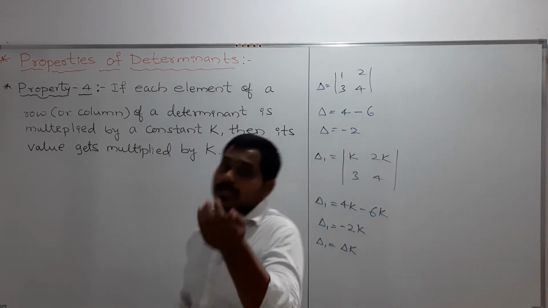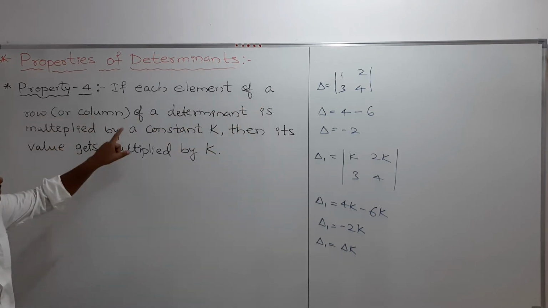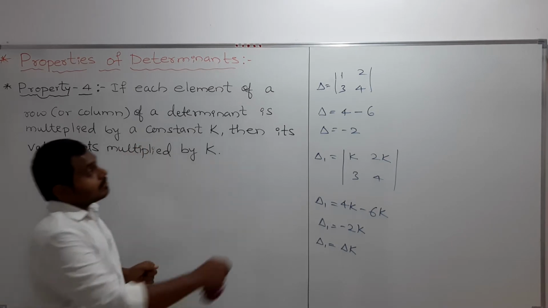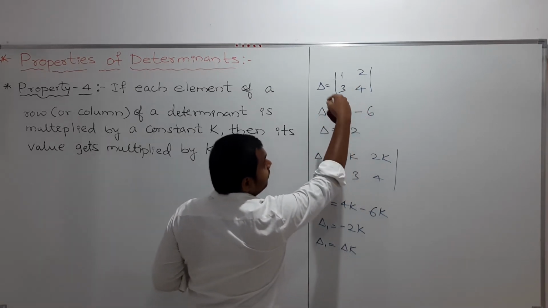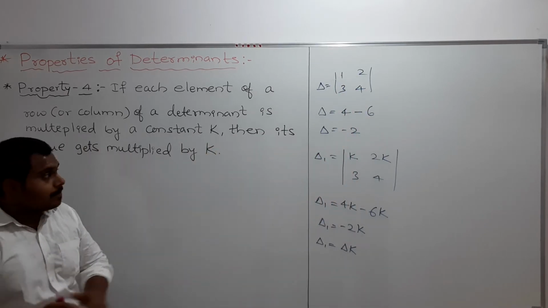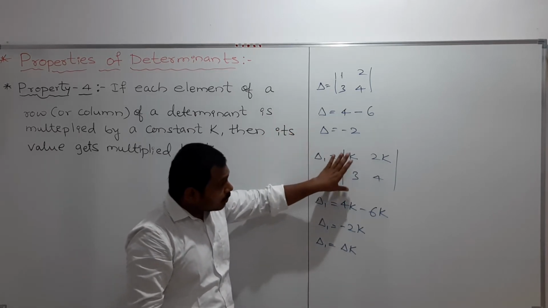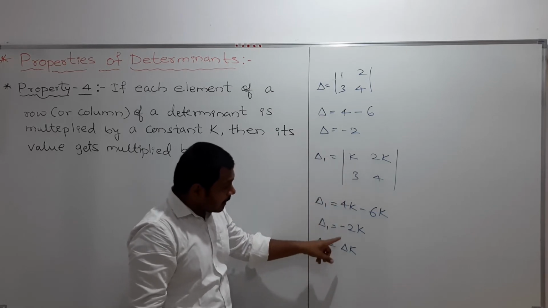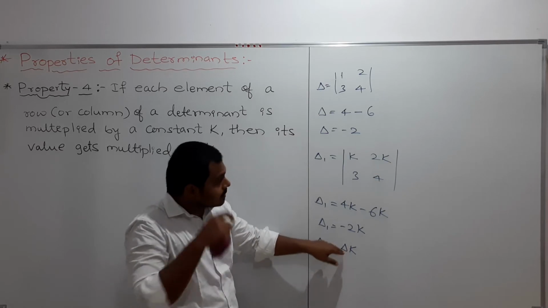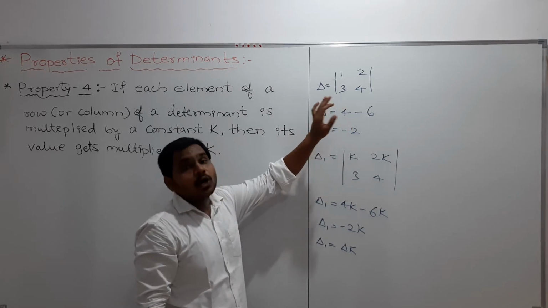Please, my dear students, once again I repeat: if each element of any row or column of a determinant is multiplied by a constant k, then after multiplying by k, I am getting this determinant. The value of this determinant is equal to k times the original determinant value. Clear? So you can take this as the original determinant.